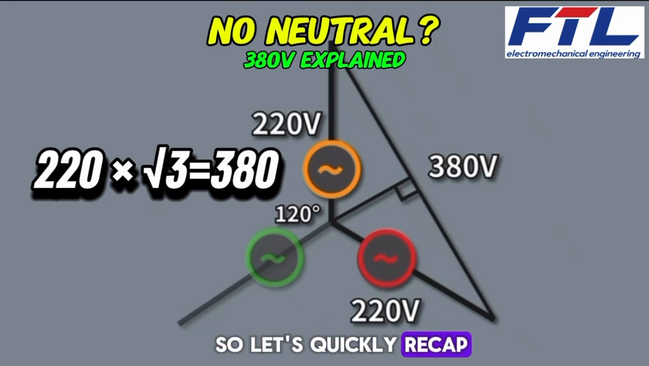So let's quickly recap. 3 sine waves, 120 degrees apart. They always cancel at the common point, so no neutral needed. 3 hots are enough. And phase-to-phase voltage is 220 times root 3, which gives 380 volts.